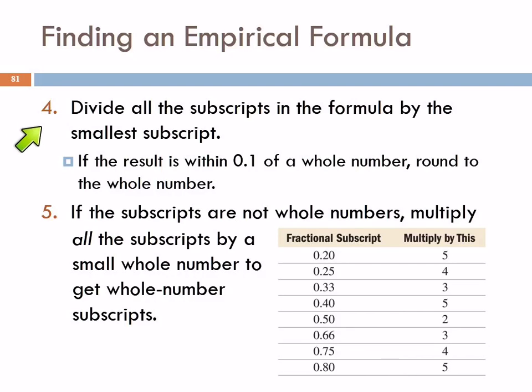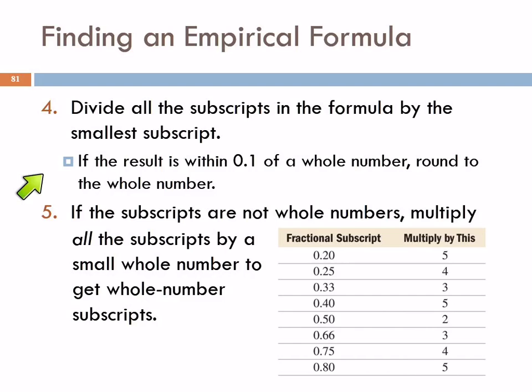How do we get those messy numbers into whole numbers? We do ratios. We're going to find the smallest number of moles, and we're going to divide all of them by the smallest. That will give us ratios. One of those ratios is going to be 1, because it's something divided by itself, and all the other ratios will be 1 or larger.